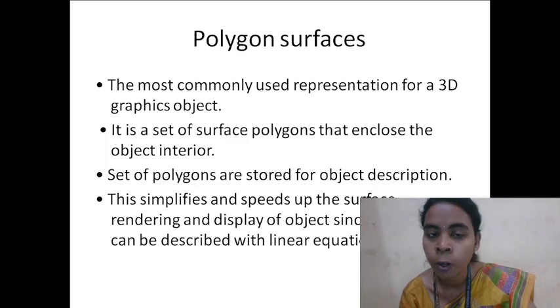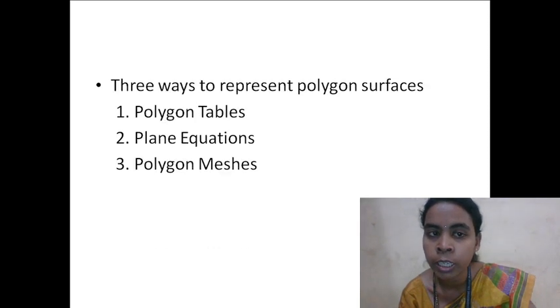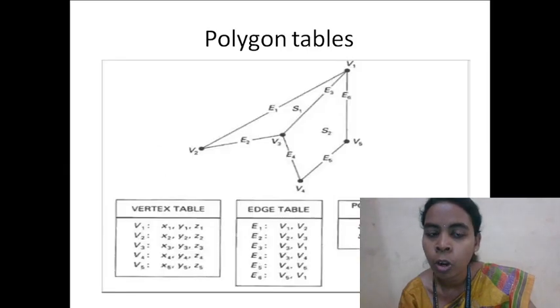A set of polygons is stored for object description. This simplifies and speeds up surface rendering and display of the object, since all surfaces can be described with linear equations. The polygon surface is divided into three categories: polygon table, plane equation and polygon mesh. Polygon table is divided into three categories: vertex table, edge table and polygon surface table.